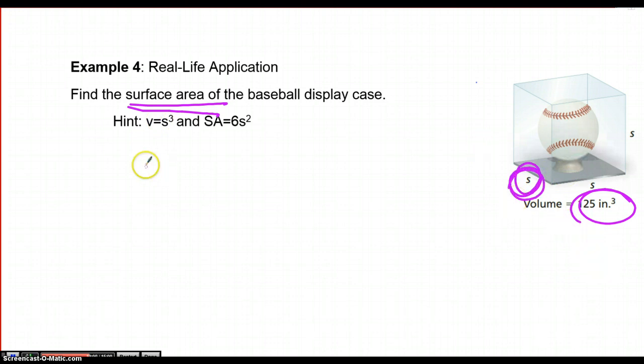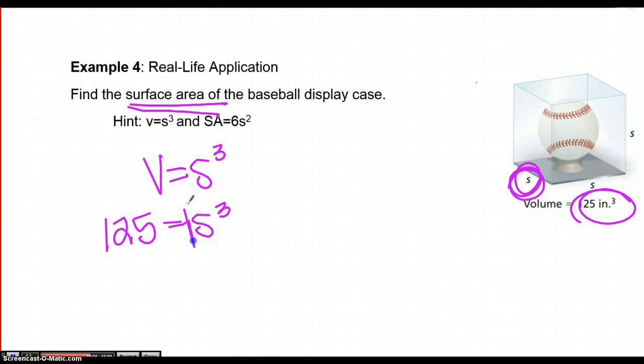Okay, so I'm going to start with volume first. Volume equals side cubed, and I know the volume is 125, so 125 equals side cubed. If I take the cube root of both sides, don't forget the 3, my side is equal to 5. Now that I know the sides are equal to 5, this is 5, this is 5, and this is 5, now I can find the surface area.